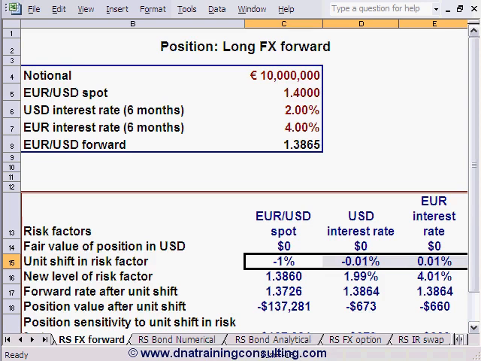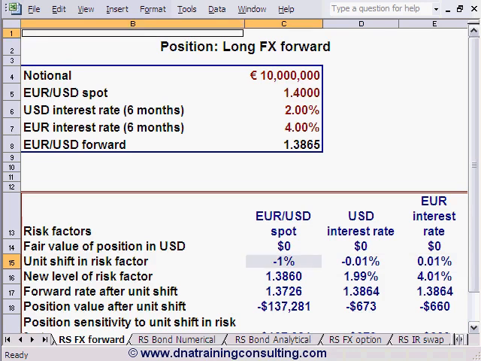So this time we use a 1% decline in euro-dollar spot, a 1 basis point decline in the 6-month dollar interest rate, but a 1 basis point increase in the 6-month euro interest rate. And again, if the bank were short the 10 million euros forward instead of long, we would use the same magnitude of shifts, but with opposite signs in each case.